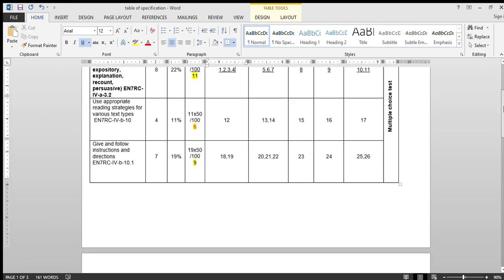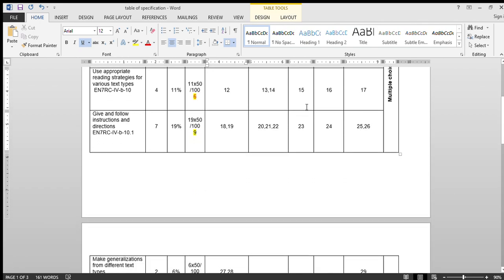Next, for the second competency, we should arrive at 6 questions. So we have here the numbers 12, 13, 14, 15, 16, and 17. So let's count. It must be 6 test questions or items. 1, 2, 3, 4, 5, 6. So it's correct. Then proceed to the third competency.